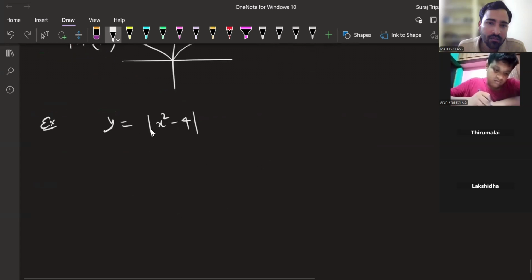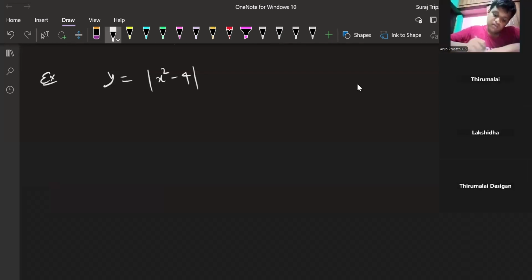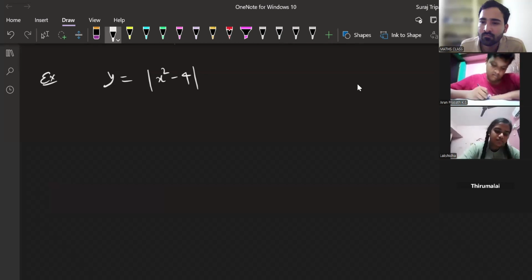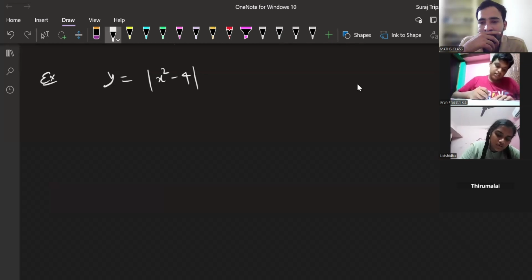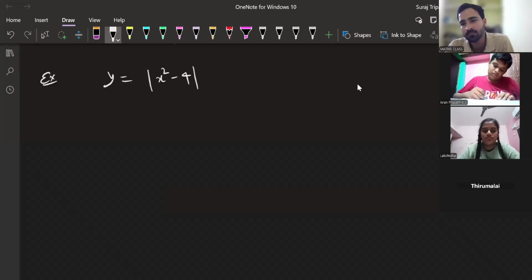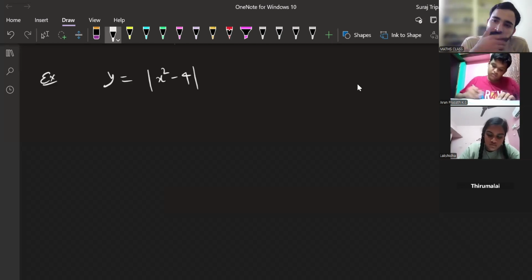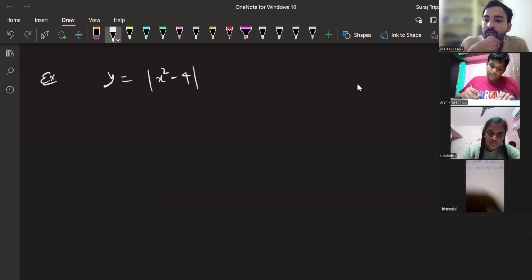Now, draw the graph of this function. After drawing the graph, show me here.